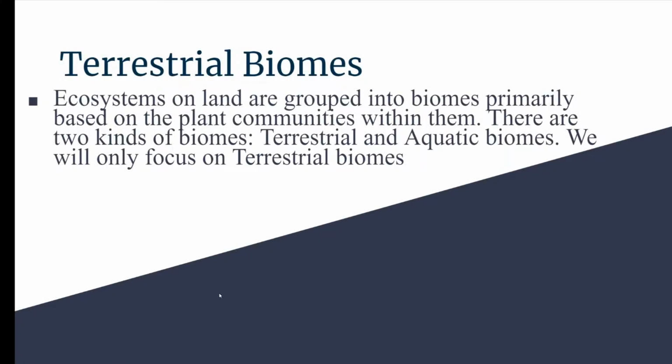In contrast to the previous lesson 3.1, in 3.2 we're going to look at the entire ecosystem. In a more general manner, we're going to look at biomes. Now, what is a biome? A biome is a group of ecosystems with a similar temperature, climate, and plant communities. And the ecosystems on the land, which are what we're going to study, are grouped into biomes primarily under plant community. While there are two kinds of biomes, we're going to ignore aquatic biomes for now.